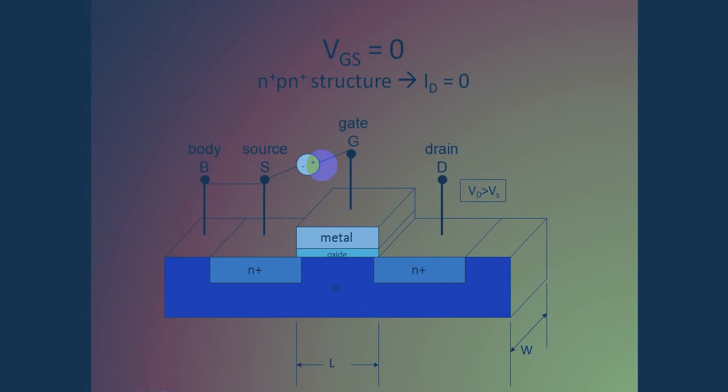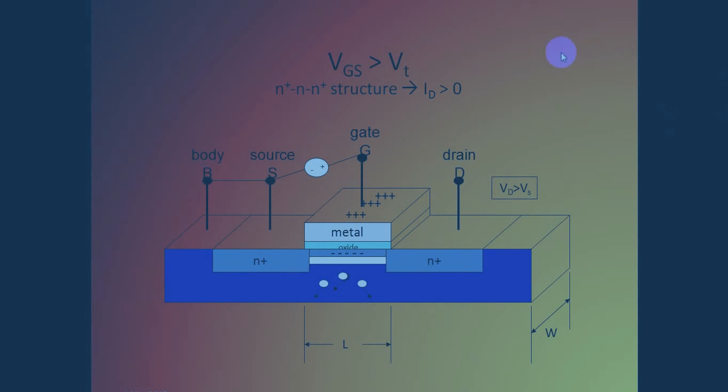Then, the next step is the same as the N+ P N+ structure. Here also the ID current is equal to 0, but the gate current has a little more capacity than the previous one. So the body, source and the gate are undergoing a recombination here, but the drain current remains as it is.